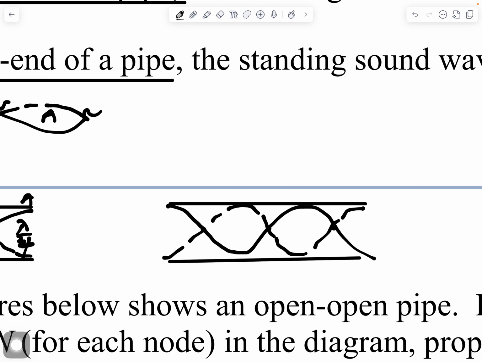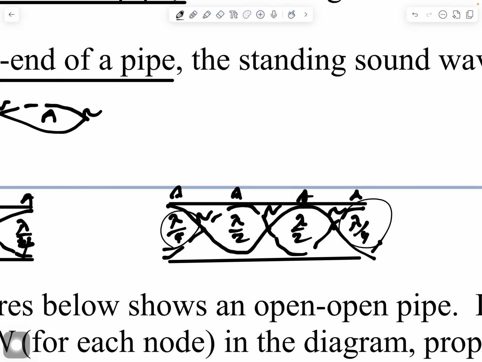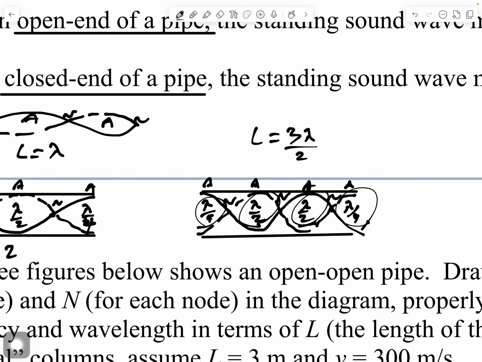Like that. And like that. So we have antinode, antinode, antinode, antinode, node, node, node. And we're looking at what? This is a quarter wavelength. Here's a half. Here's a half. There's a quarter. Well, a quarter plus a quarter is a half, plus a half is 1, plus another half is 3 halves lambda, or 3 lambda over 2.